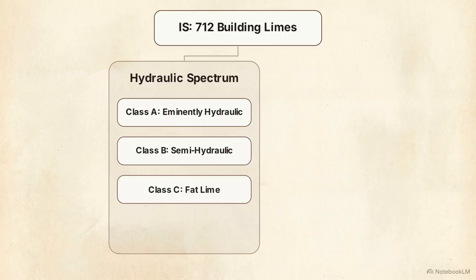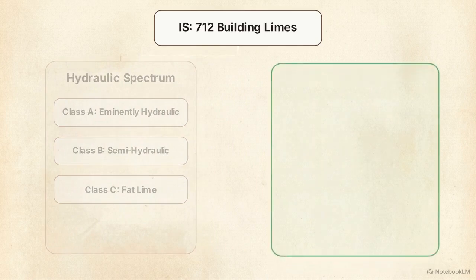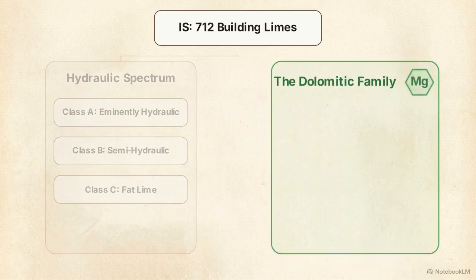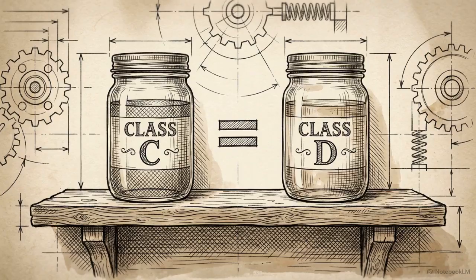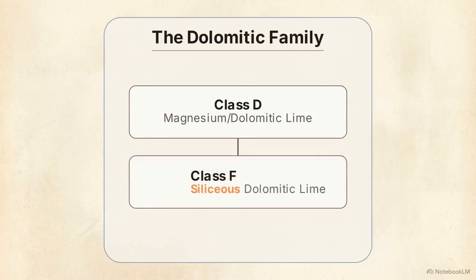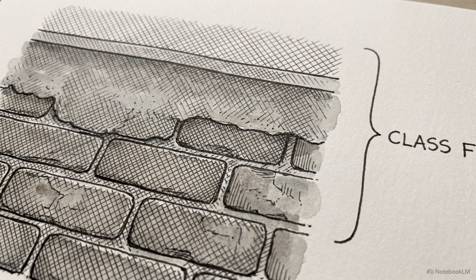Now we shift focus to the second branch of the tree, the dolomitic limes, characterized by their significant magnesium content. This branch starts with Class D, magnesium or dolomitic lime. The IS code assigns Class D for the finishing coat in plastering and whitewashing. Functionally, it operates exactly like Class C from the hydraulic spectrum. But right below it is Class F, silicious dolomitic lime. The code dictates that Class F is used for both the undercoat and the finishing coat of plaster.